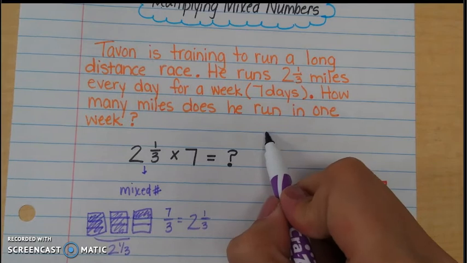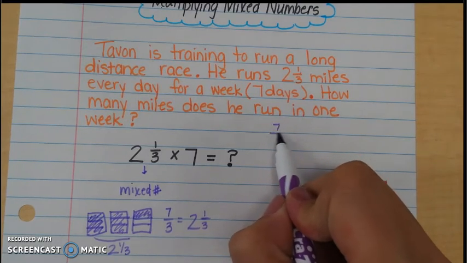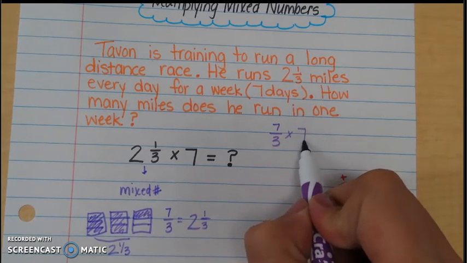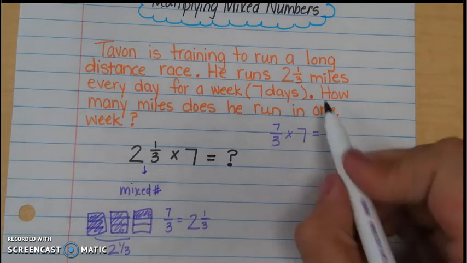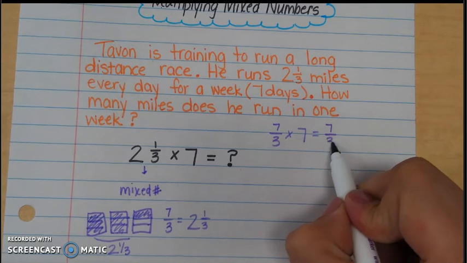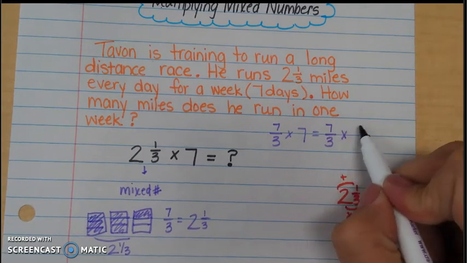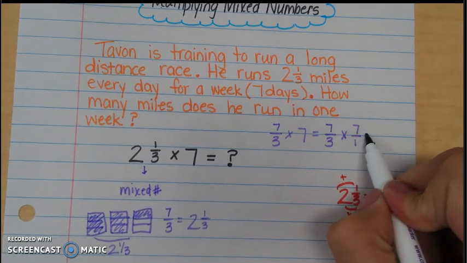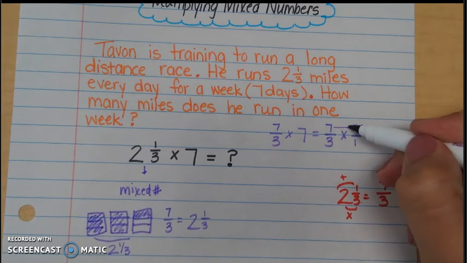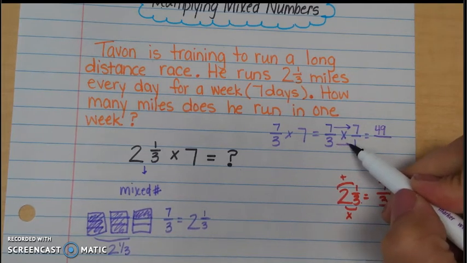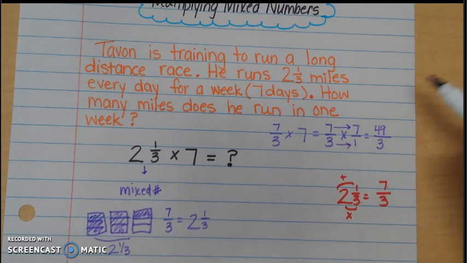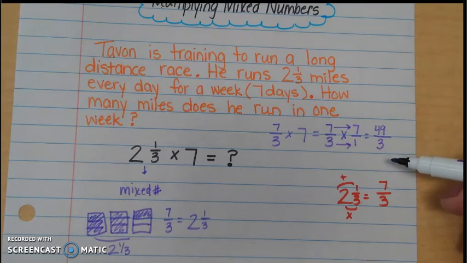Let me change colors here. So you can have 7/3 times 7. And we know to make the whole number a fraction, you put it over 1. So that is also equal to 7/3 times 7 over 1. We can multiply the numerators straight across. 7 times 7 is 49. That's a basic fact. 3 times 1 is 3. 49/3 is an improper fraction.